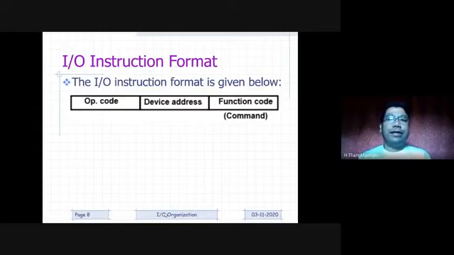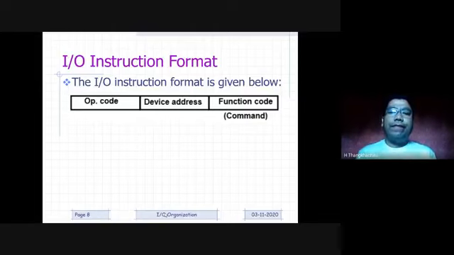Just like the general instruction format, there will be the operation code, what operation needs to be done, and the device address from which device that instruction is coming in, and the function code or the command, what is the thing which needs to be done. All right, there are three fields in the IO instruction format: the opcode, the device address, and the function code. All right.